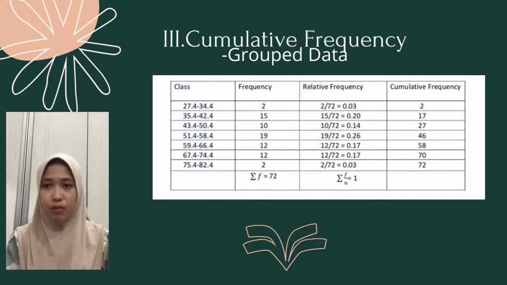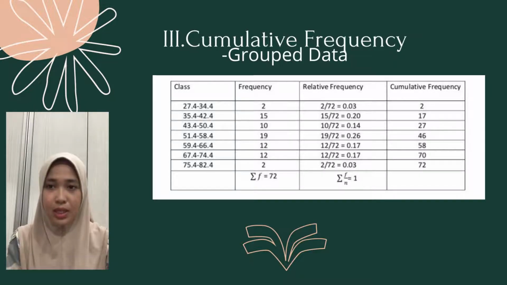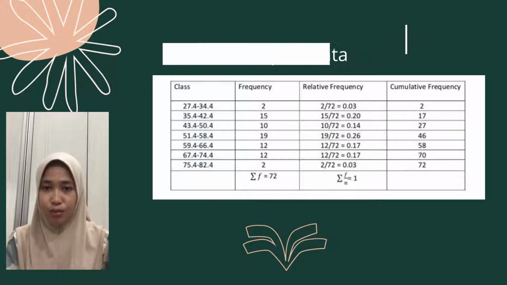For cumulative frequency, for the first class we get 2, second class we get 17, for third class we get 27, and for the fourth class we get 46, for fifth we get 58, and sixth we get 70, for the last class we get 72.